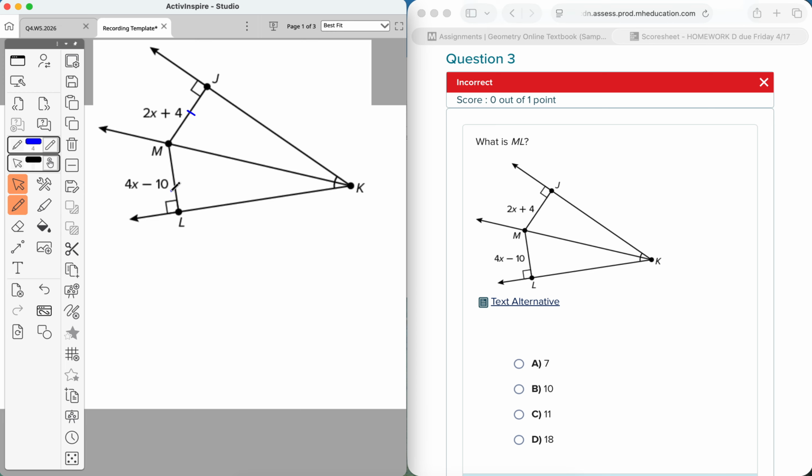Some people might second guess themselves though, but these being perpendicular and the angles being congruent, that tells us that these are congruent as well. So that means that we can do some algebra to solve for x. 2x plus 4 is equal to 4x minus 10.